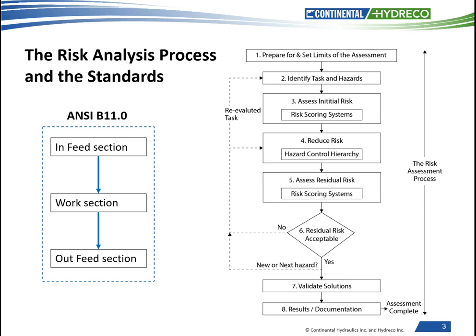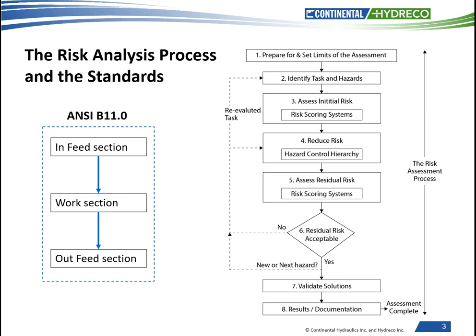The risk analysis process is based on the ANSI B11 standard flowchart. Step 1 in performing a risk analysis is to set limits and the scope of what is to be reviewed. Identify the hazards, then look at design options that can be changed. An example would be to look at a process line not as a whole, but break it into manageable sections. In this case, we'll break a process line into three main sections: an in-feed section, work section, and out-feed section. Then we will do the risk analysis on those individual sections.